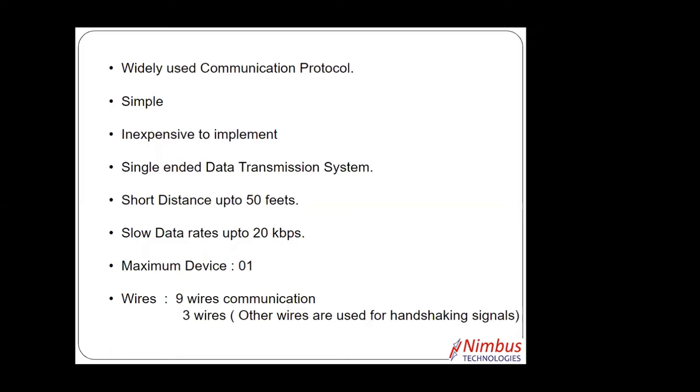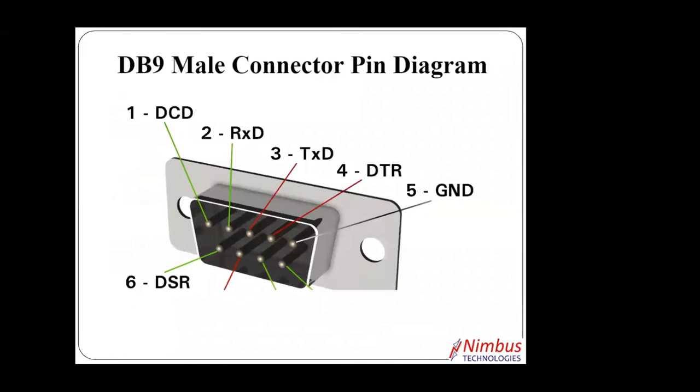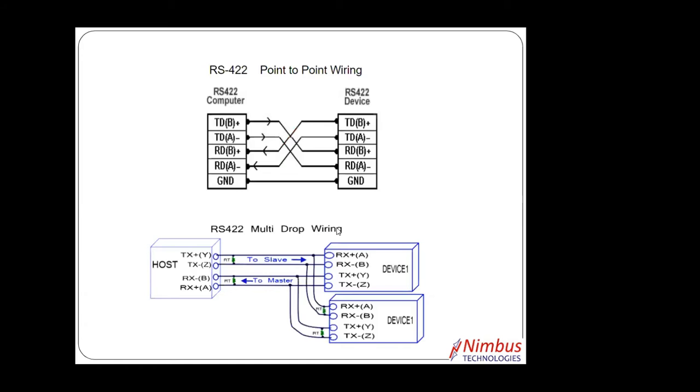So a new protocol was discovered, that is RS-422. This is the DB9 connector we generally use, and out of that, only RX, that is pin number 2, pin number 3, and pin number 5 are generally used for machine communication if the handshaking signal is not required. Now the 422 protocol. What is the 422 protocol?